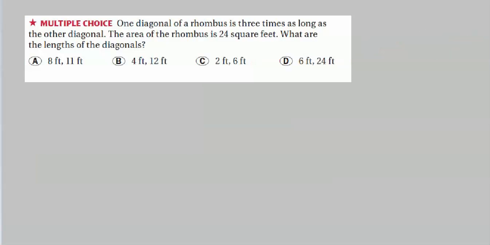Now to work this one out, we just have to remember the formula for the area of a rhombus. They tell us the area is 24 square feet. So we can write down that 24 equals 1/2 of diagonal 1 times diagonal 2.